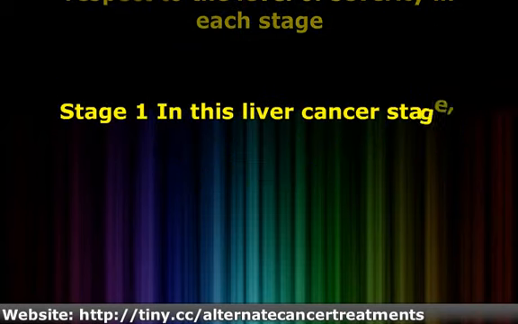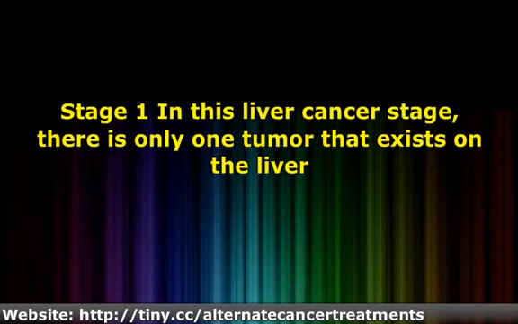Stage 1. In this liver cancer stage, there is only one tumor that exists on the liver. The cancerous cells are usually confined within the liver, and as such there is no spread of the cancerous cells to other glands and organs. More so, in this stage the disease may not be positively identified and may commonly be mistaken as liver cirrhosis.